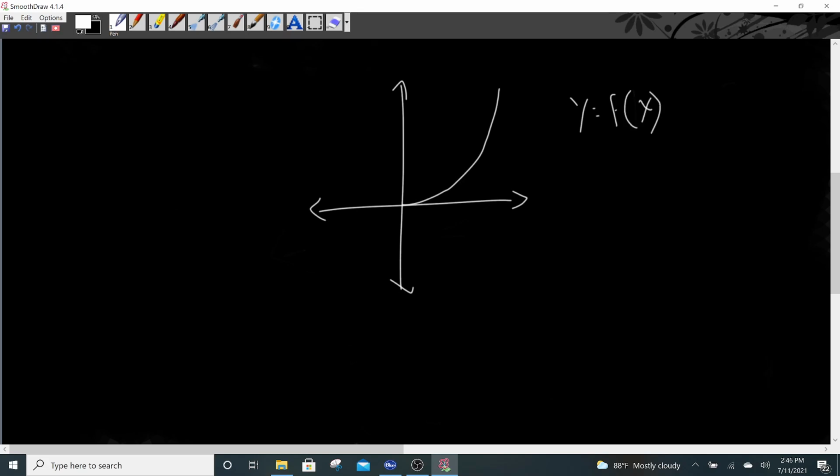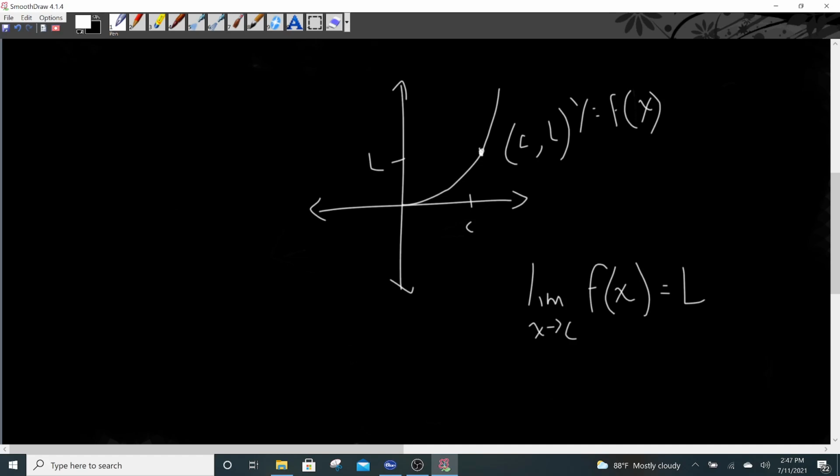Let me draw that graph again. It's getting a little bit cluttered. We'd have these axes, we'd have this, y equals f of x, C, L. We would say that that point C, L, the limit as x approaches C of f of x is equal to L.